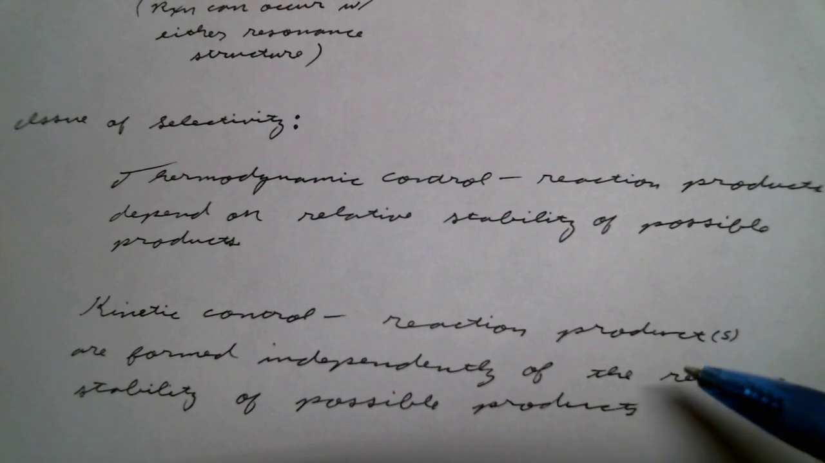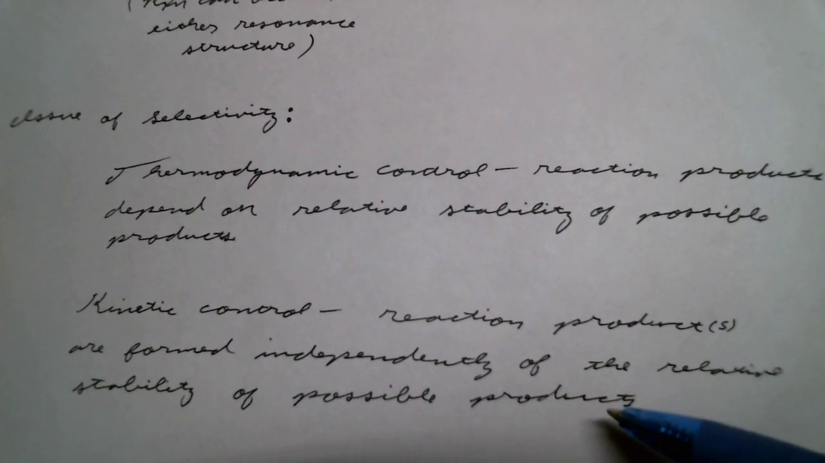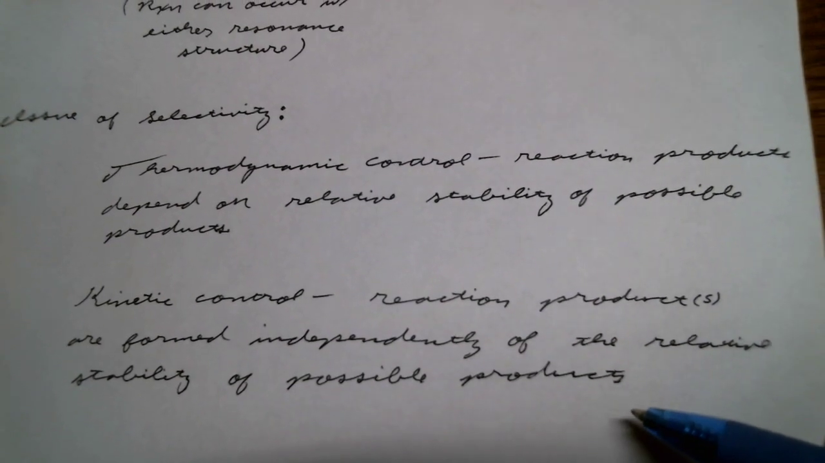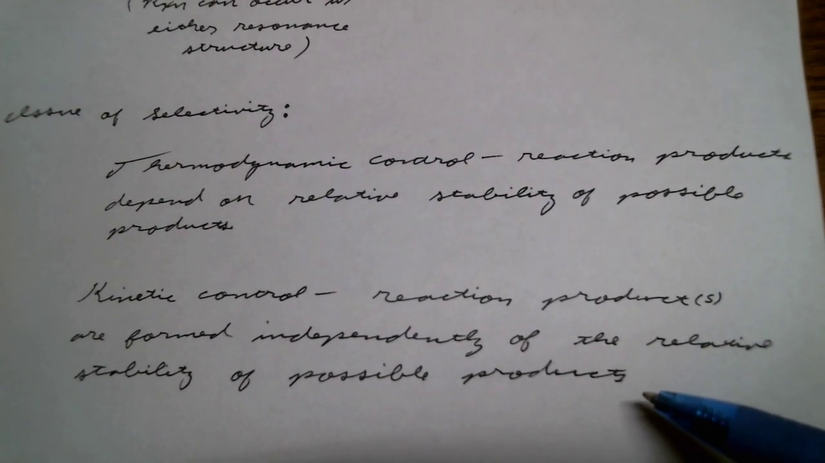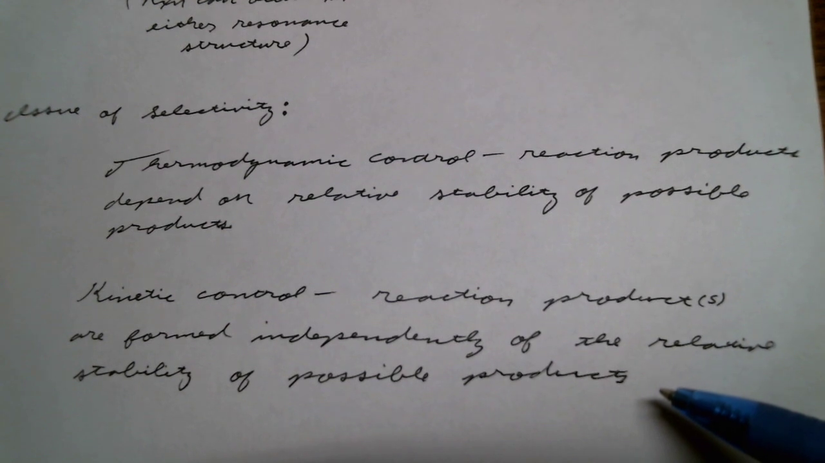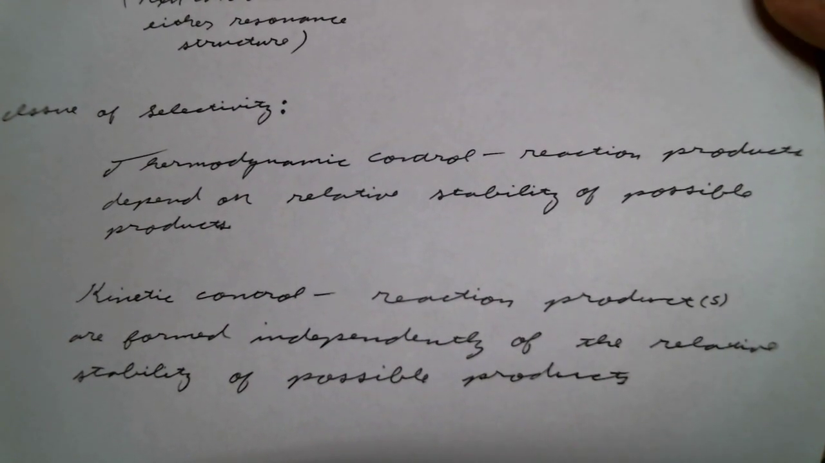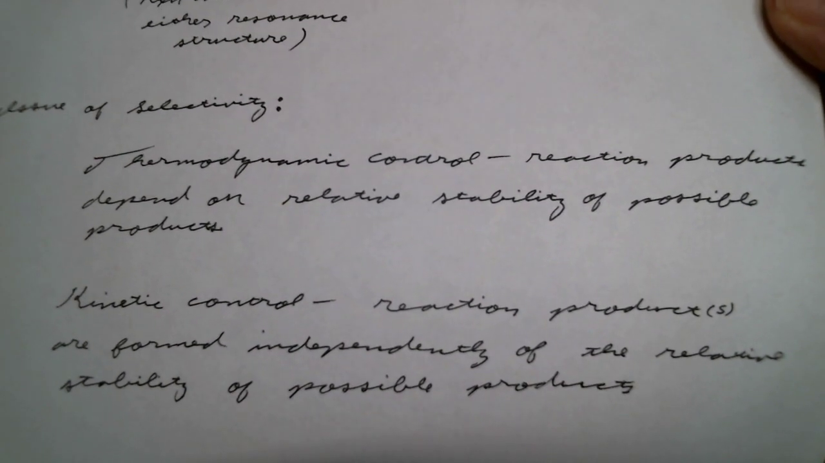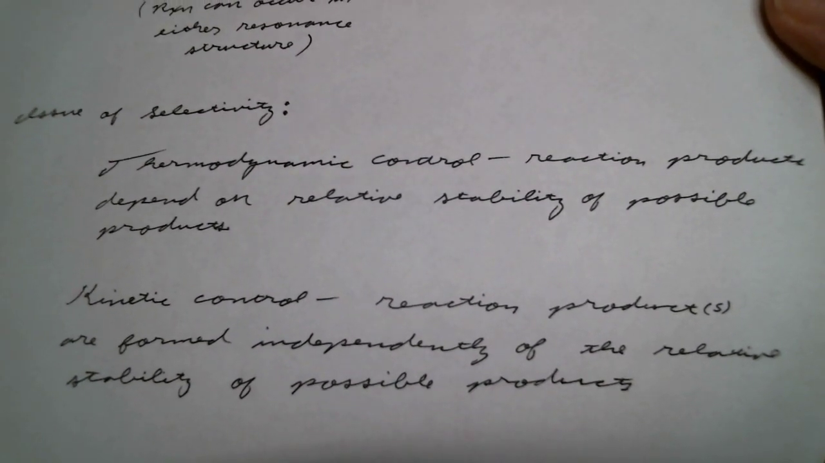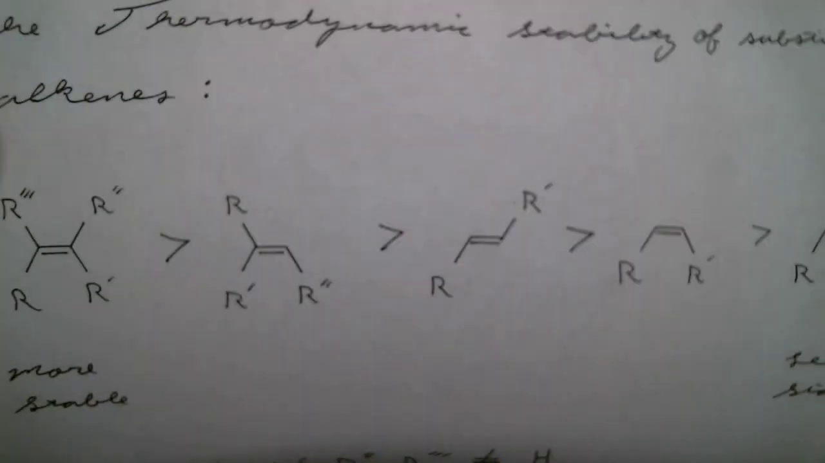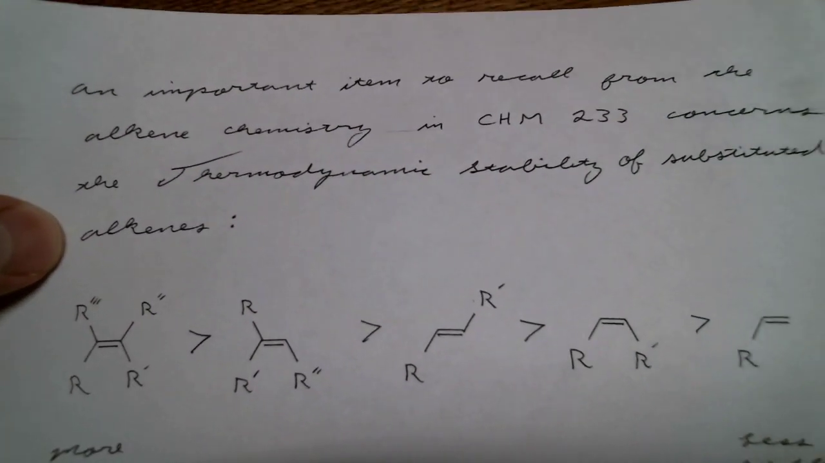Versus kinetic control, where the reaction products are formed independently of the relative stability of the possible products, and we're really choosing to go through the most stable, kinetically preferred intermediate, right, with the lowest activation energy. So this particular example is one that's under thermodynamic control, and it's important to remember the relative stability of alkenes in this section of chemistry.